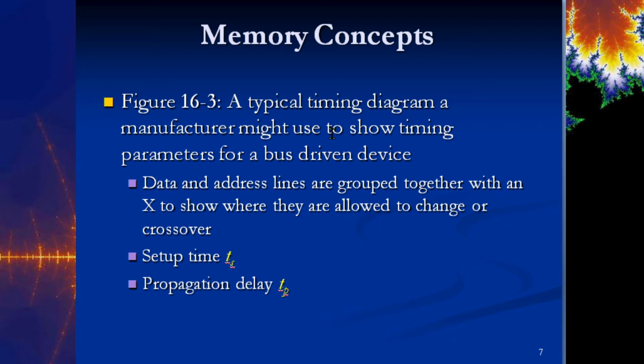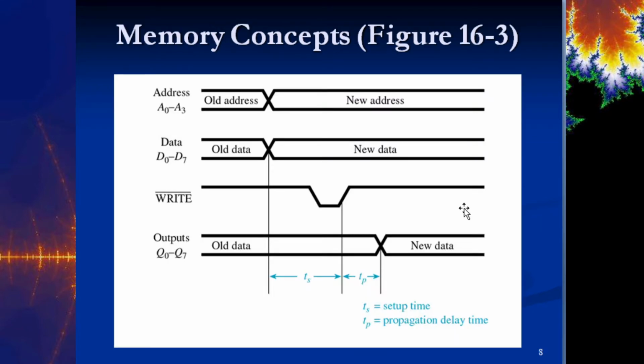Like it says here, a typical timing diagram might be used to show timing parameters for a bus-driven device. So that's what we're talking about here. It says data and address lines are grouped together with an X to show where they're allowed to change or cross over. So again, just to revisit some terms, T sub S is the setup time and T sub P is the propagation delay. So as I said, the address and the data both have to be ready to go before this write signal gets its active low input triggered.